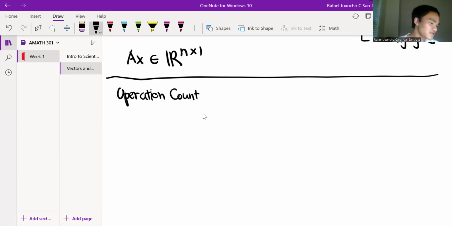So how do we concretize this concept of operation count? Well, some operation counts could be like adding, subtracting, multiplying, dividing, right? These are operation counts because we're doing something. Okay, so here we're going to apply the concept of counting operations in the context of vectors and matrices.